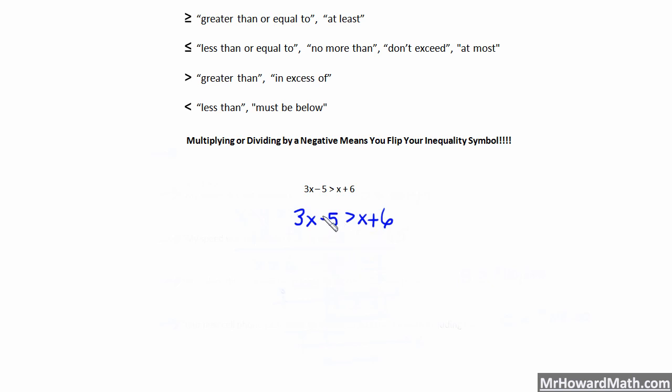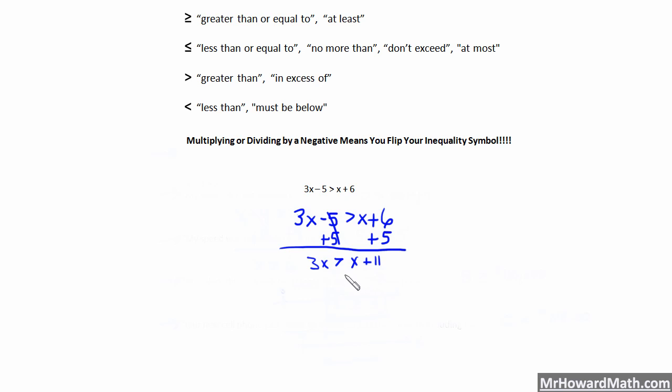So I'm going to go ahead and add 5 here. That's my choice. Add 5. Remember, you have to add 5 to 6. You can't add 5 to x. Now bring everything down. 3x, my symbol stays the same. It's still greater than x. 6 and 5 makes 11.